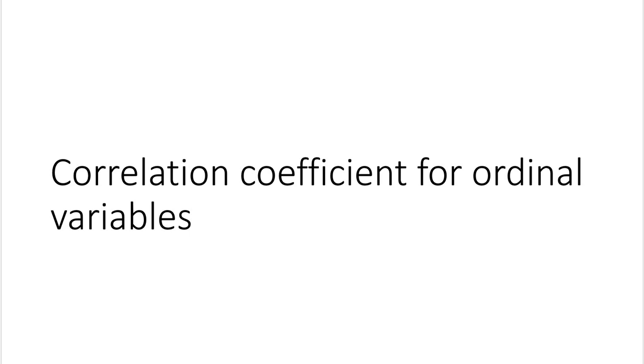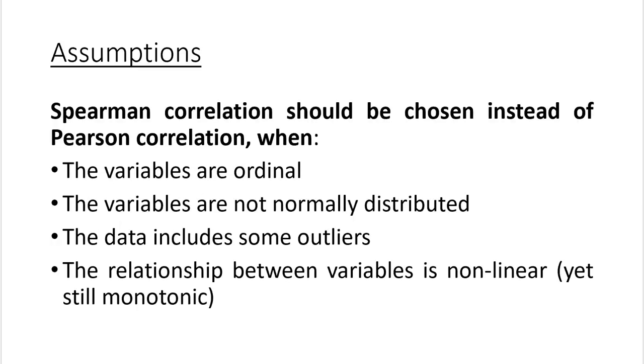Okay, so in general, there are several rules for deciding when you have to use Spearman correlation coefficient instead of Pearson correlation coefficient. So for instance, if variables are ordinal, you go for Spearman correlation. Variables are not distributed normally, the same. The data includes some outliers, and the relationship between variables is nonlinear, you go for Spearman correlation coefficient instead of Pearson correlation coefficient.